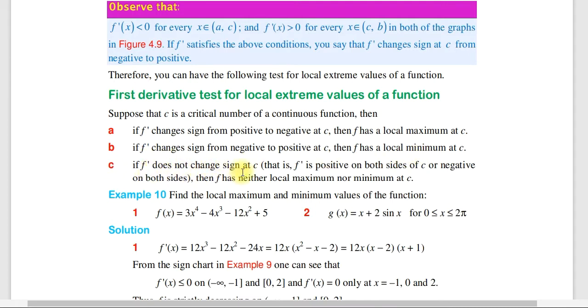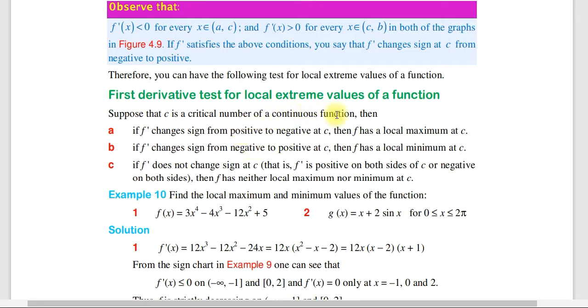If f prime does not change sign at c, that is f prime is positive on both sides of c or negative on both sides, then f has neither local maximum nor local minimum at c እንላለን. ያ ማለት ነው መጀመሪያ ከፖዚቲቭ ወደ ኔጌቲቭ ቼንጅ ሲደረግ ሎካል ማክሲመም, ከኔጌቲቭ ወደ ፖዚቲቭ ቼንጅ ከተደረገ ሎካል ሚኒመም, አሁንም ከሁለቱም ሳይሆን ከቀረ ወይ ወደ ኔጌቲቭ ካልተቀየረ ወይ ወደ ፖዚቲቭ ካልተቀየረ neither local maximum nor minimum እንላለን ማለት.